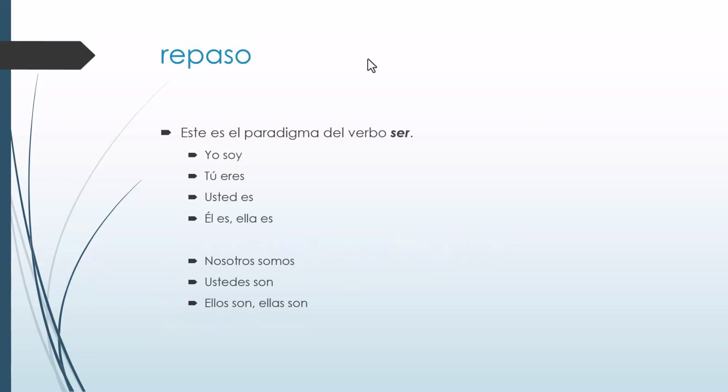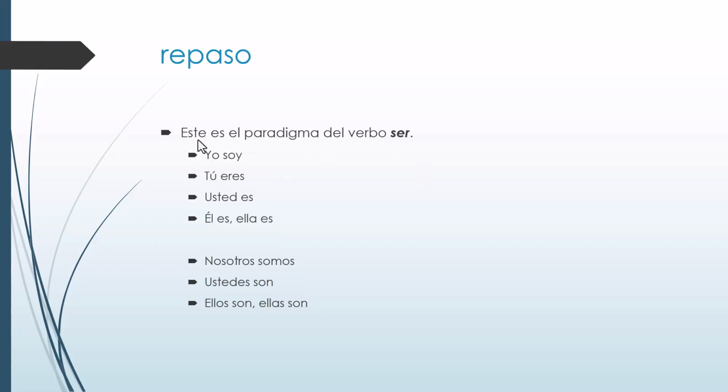Right, so this is your basic paradigm for the verb ser. Este es el paradigma del verbo ser. Paradigm or paradigma, right? So in English, paradigm, not paradigma. Paradigm means example or set of examples, right? So in linguistics or in grammar, the paradigm for a particular verb is all of the forms of that verb.